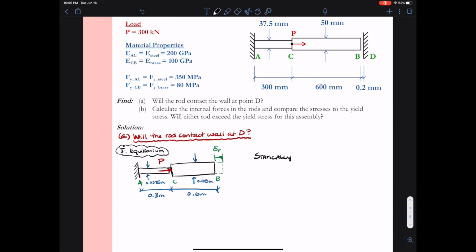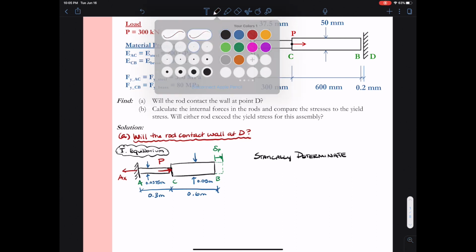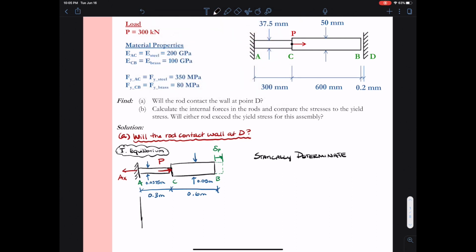As we already stated, this is a statically determinate problem. And we can see that if we add our reactions to this free body diagram, we have one reaction, AX at point A, and it would be oriented to the left since the load P is oriented to the right. So I only have one unknown variable, and if I do a sum of forces in the x, I could solve for that value of AX.